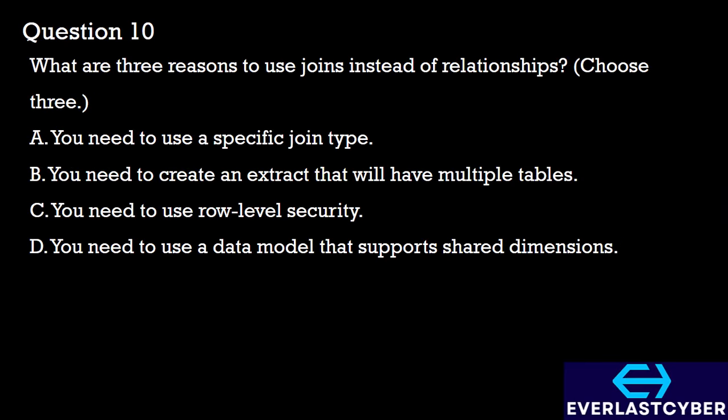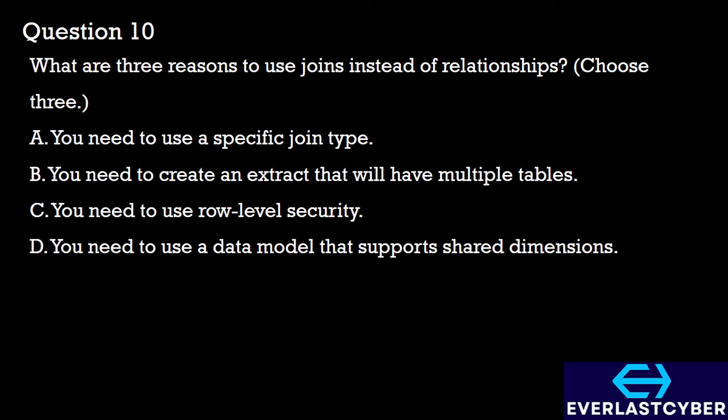Question 10. What are 3 reasons to use joins instead of relationships? We'll be choosing 3 answers from the options. A. You need to use a specific join type. B. You need to create an extract that will have multiple tables. C. You need to use row-level security. D. You need to use a data model that supports shared dimensions.